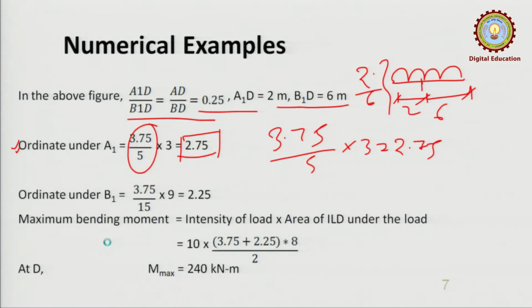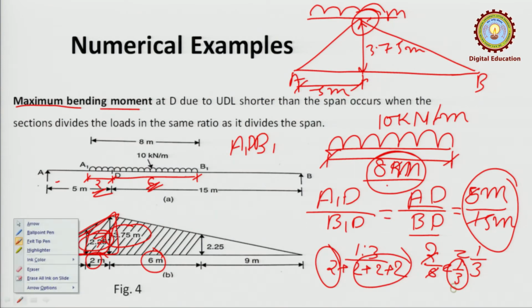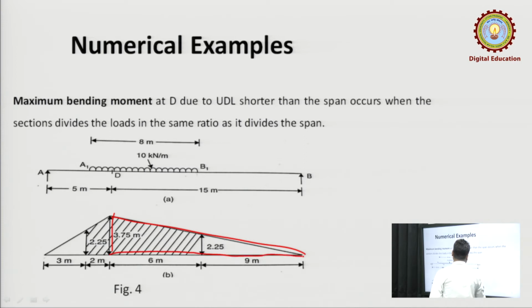After this we have to find the ordinate under B1. The B1 ordinate we can also find by the triangle law. Consider this small triangle and this large triangle. This is your C and this is your C dash. This is the D and this is the D dash.